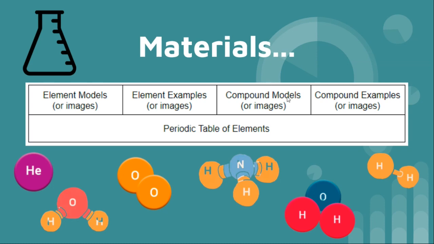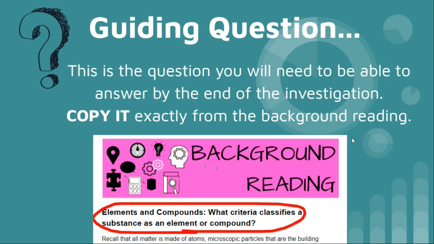The first thing you need to know on your investigation plan is the guiding question. This is the question you will need to be able to answer by the end of the investigation. You're going to copy this exactly from your background reading, or pause this video and you can copy it directly from here into your investigation plan.